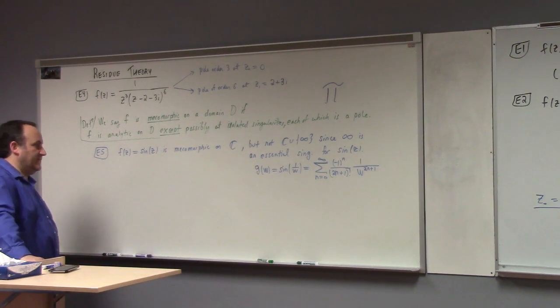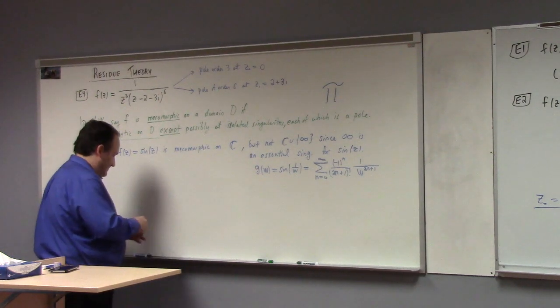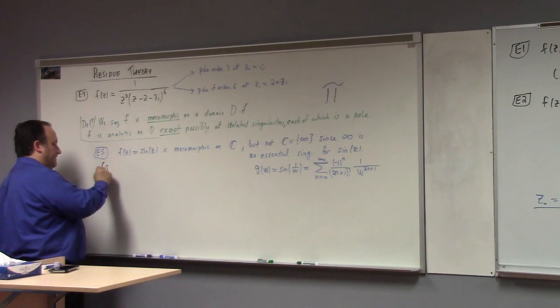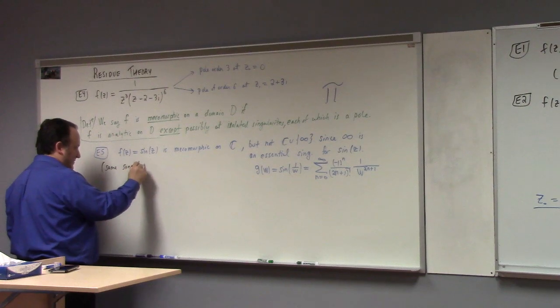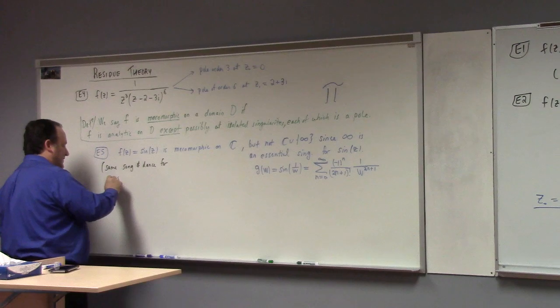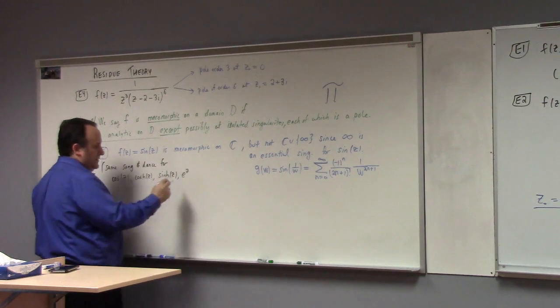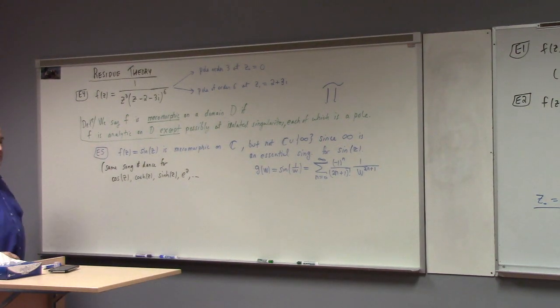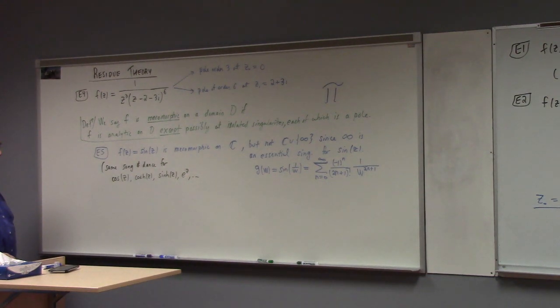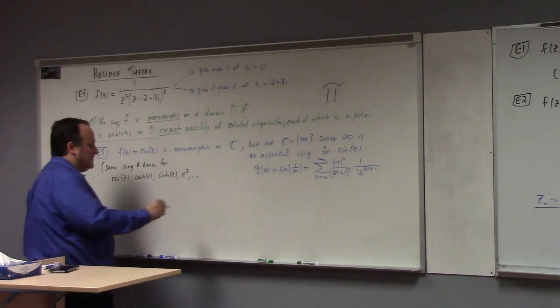And the same story can be repeated for what else? Same song and dance for cosine z, cosh z, sinh z, e to the z, lots of things like this. Pretty much all of your functions which are entire on the complex plane almost all have infinitely many terms in their Taylor expansion, which when you look at what that means for the reciprocal expansion at 0, it's going to give you infinitely many reciprocal terms for g of w, which means you have an essential singularity at infinity for all these.